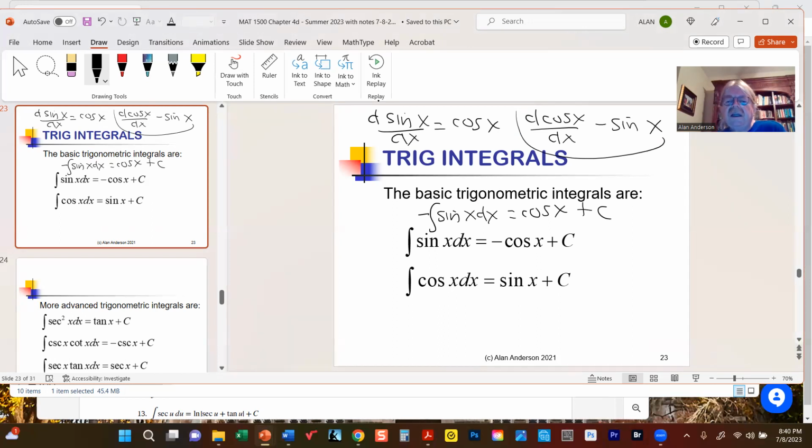Now this one is easier, because the derivative of the sine of x is the cosine of x, which means if we work that backwards and take the integral or antiderivative of cosine of x, it should bring us back to sine x, and that's exactly what it does. So that's why these relationships hold. When you take an integral like this, you're essentially reversing the process of differentiation.